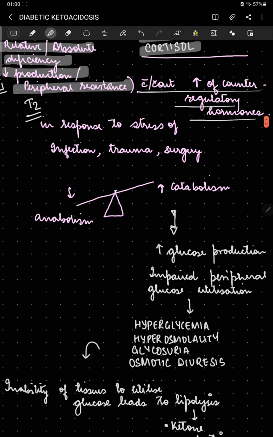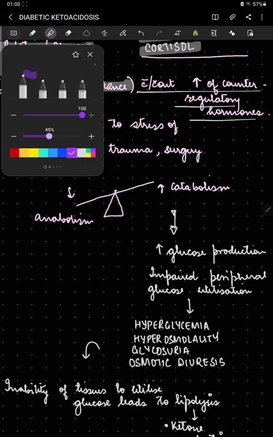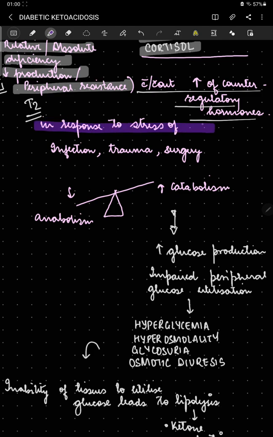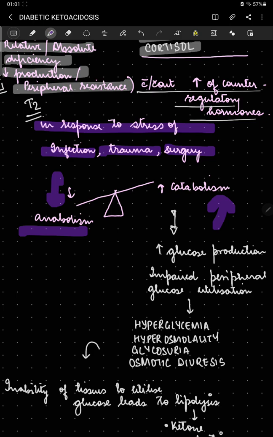Okay, so as I told you, some infection or stress may trigger it. In response to any stress, that could be in the form of infection, trauma, or surgery, what would happen? It will make the seesaw go down on the anabolic side due to relative or absolute deficiency of insulin, and the catabolism would go up. Due to this increase in catabolism, there would be increased glucose production, and there will be impaired glucose utilization because of the insulin deficiency.